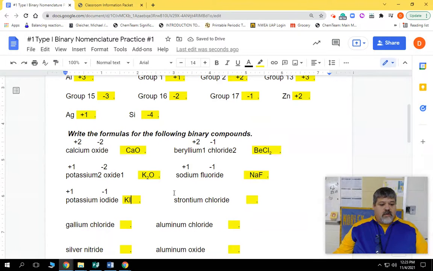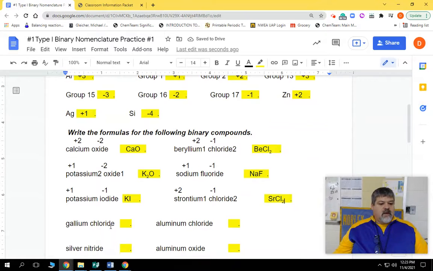Okay, strontium chloride. So go over to strontium. Strontium is a +2. Chloride is a -1. Don't match, crisscross. So I put a 1 right here, and I put a 2 right there. So I need 1 strontium. So I have SR for strontium. Then I have chlorine, Cl, and then a subscript of 2 because I need 2 chlorines.